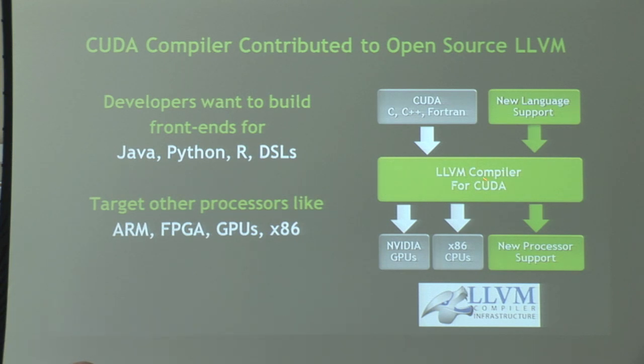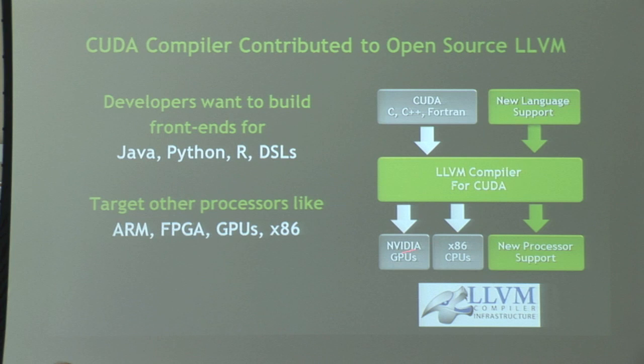So what we've done is we've basically added parallel constructs into the internal representation. So now, say somebody wants to take R or Java or VBA, whatever they want to write, they just have to write a new front end that converts their language into the internal representation that LLVM understands, and from there, that'll just fall out to run on the GPU. So now anybody can take any language they work on and make it run on a GPU.